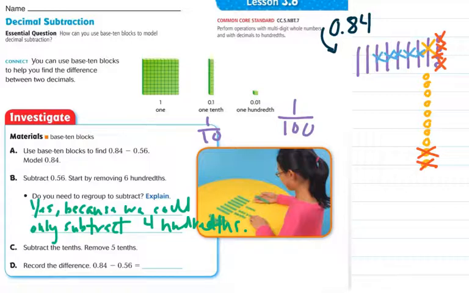So now, boys and girls, we are going to record our difference. Let's see how many tenths we have left. 1/10, 2 tenths. So right now we have 2 tenths left. Do we have any hundredths left? Let's count them out. 1/100th, 2/100ths, 3/100ths, 4/100ths, 5/100ths, 6/100ths, 7/100ths, 8/100ths. So we know, boys and girls, that we have 8 hundredths left. So the answer for 84 hundredths minus 56 hundredths is 28 hundredths.